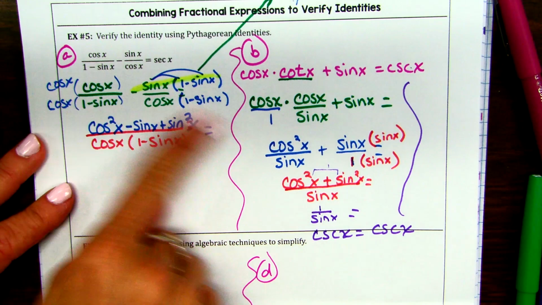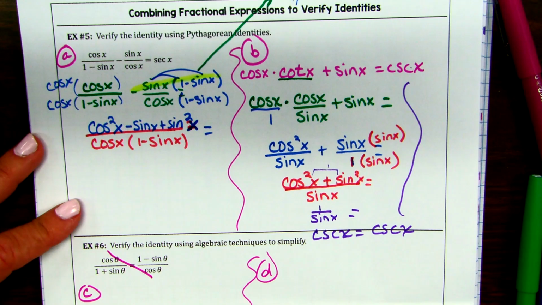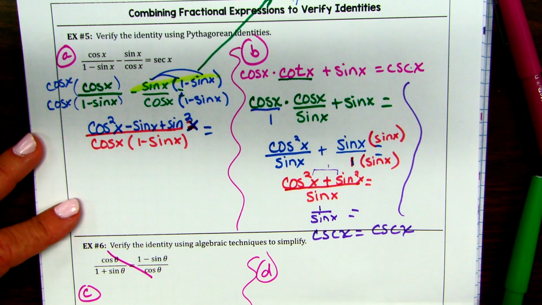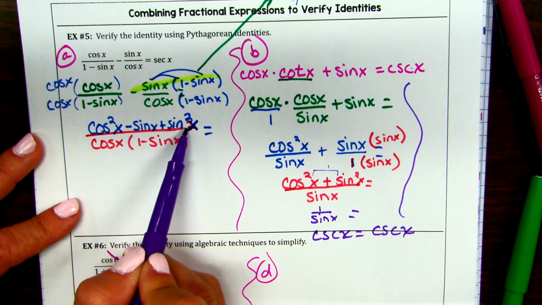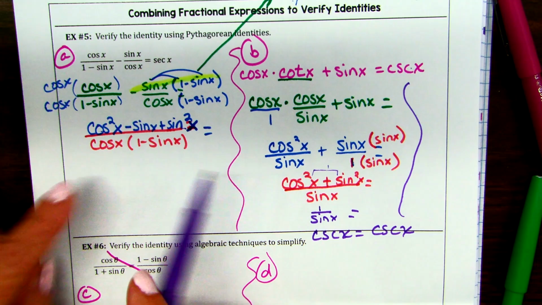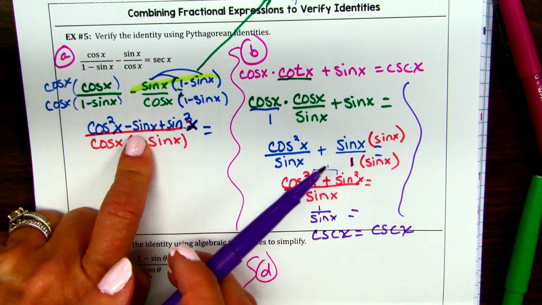Okay, we're trying to make this whole thing look like secant. Anybody see something in that numerator we can do? We don't have a 1 minus sine x in our numerator yet, right? We just have negative sine x. There's no 1 in front of it.